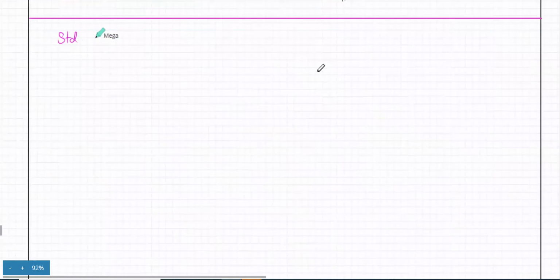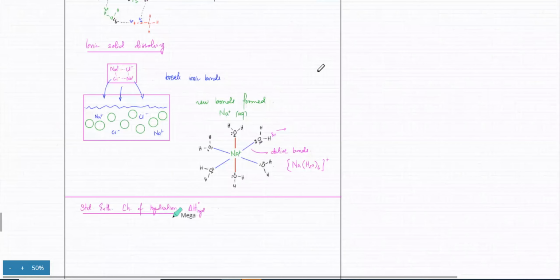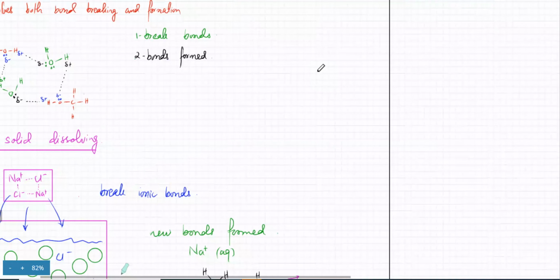It's basically standard enthalpy change of hydration. Okay? This is standard enthalpy change of hydration. This is probably the last definition that we're going to do. This one is known as delta H hydration, and the definition is. I didn't write the definition of enthalpy of solution actually, or did I? No, I actually didn't. I'll just write it over here.